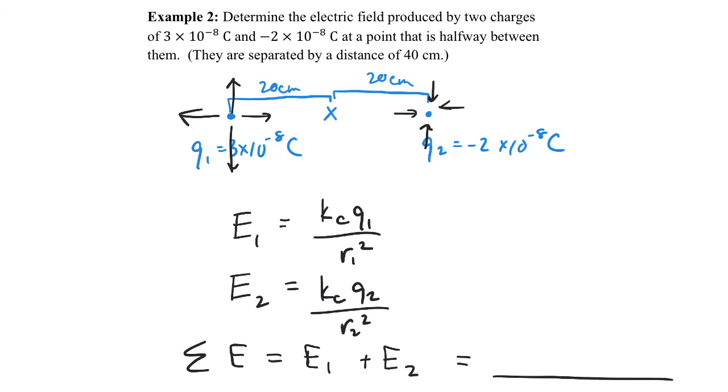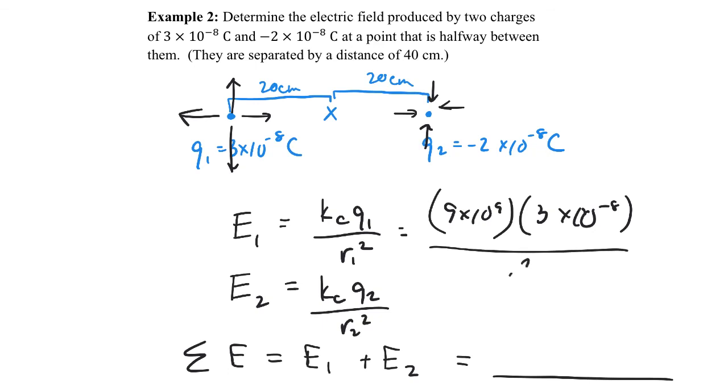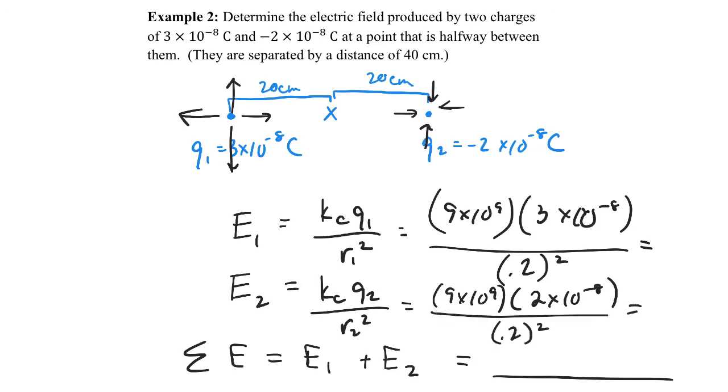I can't not. Okay, so the first one becomes 9 times 10 to the 9 times 3 times 10 to the negative 8, all over 20 centimeters, which is 0.2 meters, squared. That's the first electric field. Now, again, I'm not caring about the negative signs in these sections. So for the second one, I'm going to have pretty much the same formula, except this is going to be a 2 times 10 to the negative 8, but again over 0.2 squared, because the distance is still 20 centimeters from each source.